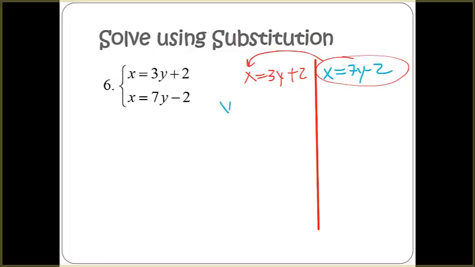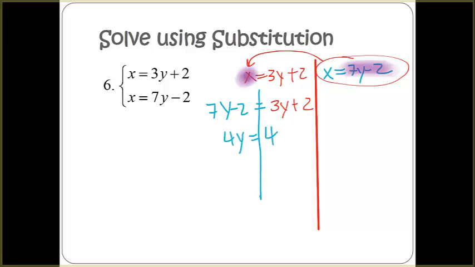So we got 7y minus 2 that equals 3y plus 2. So I basically substituted this guy here, it became that. And now I solve. I'm going to subtract the 3y on both sides. So I got 4y equals, and I add the 2, I get 4. And I divide, I get y is equal to 1. And there's my y value.